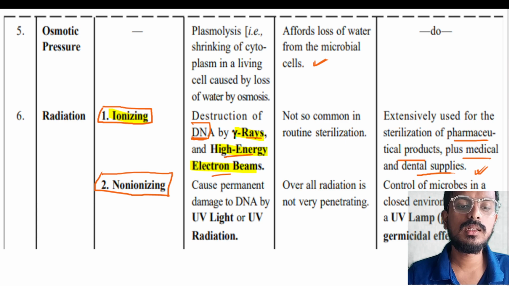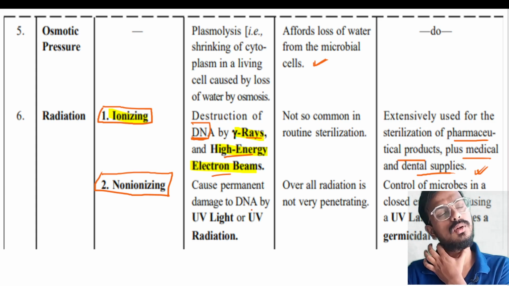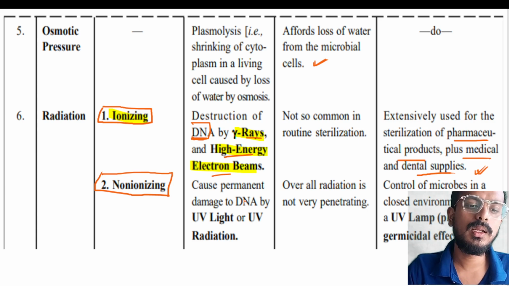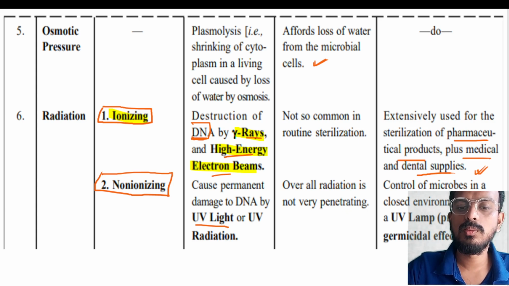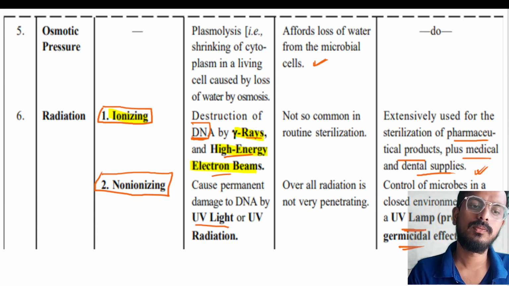Next is non-ionizing radiation. This causes permanent DNA damage to the microorganism by UV light or UV radiation. Overall, this radiation is not very penetrating, so UV lamps are basically used for common microbes in a closed environment.